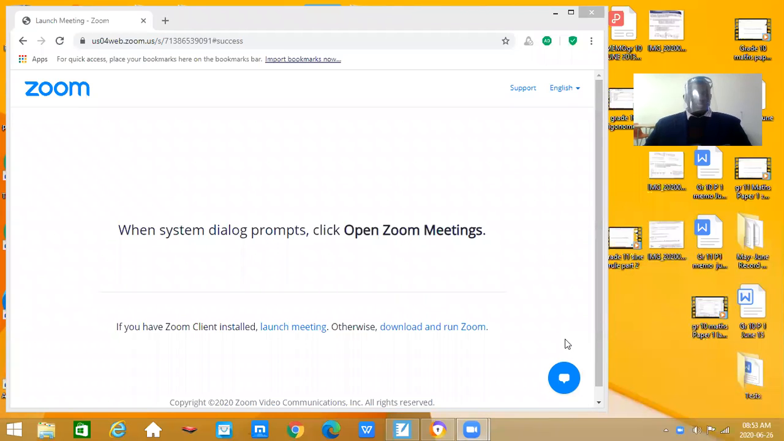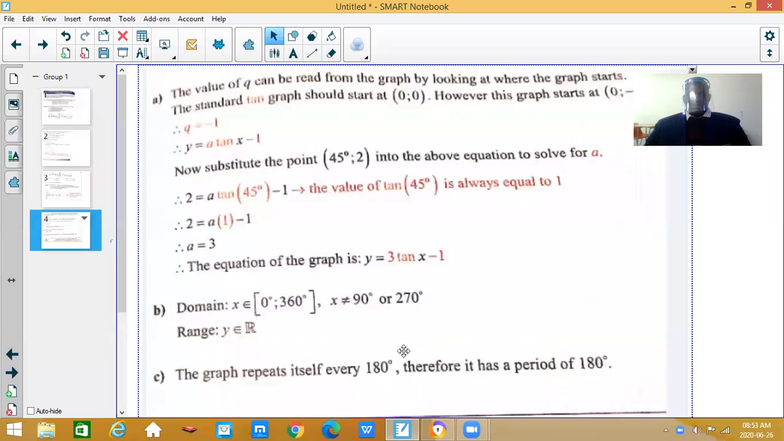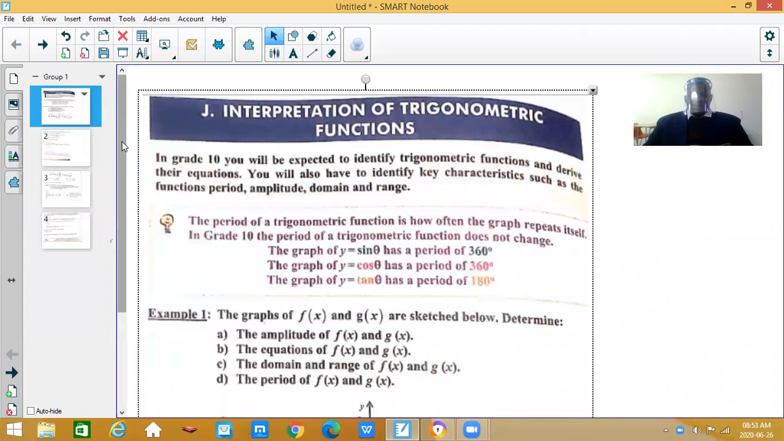We want to look at interpretation of trigonometric graphs. This one we looked at some time past when you were working alone. But now I want us to have that interpretation together. If you encounter any challenges, please ask.